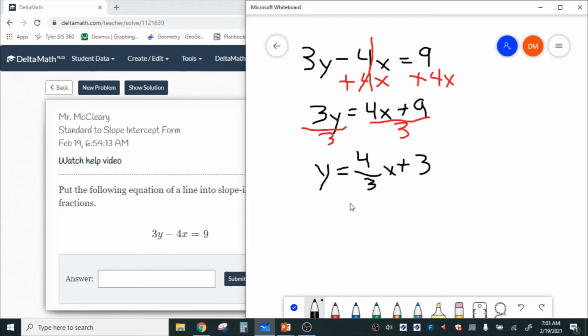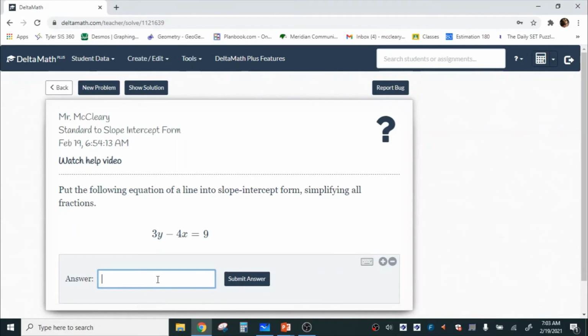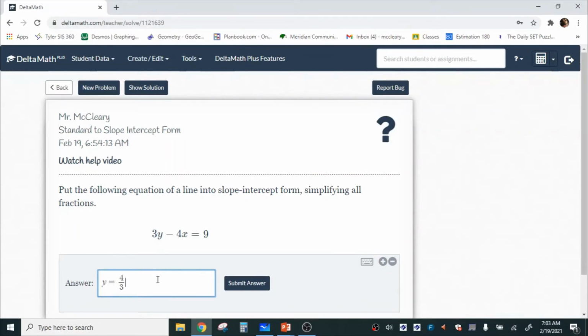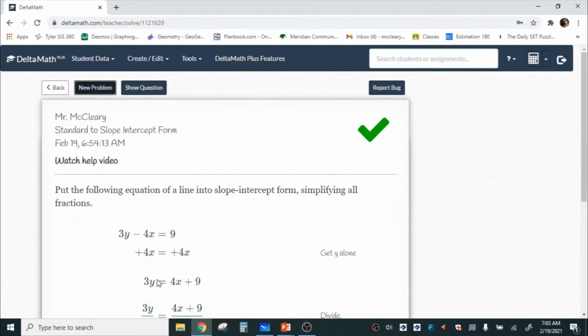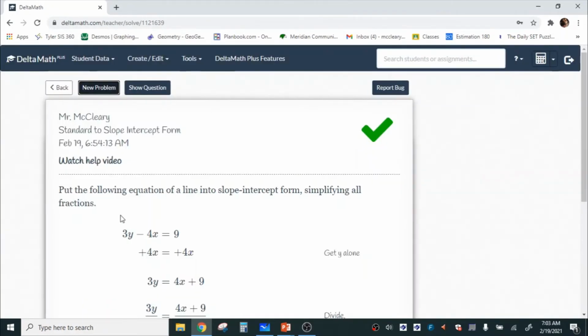We can just go ahead and put in this y equals 4/3 x plus 3 into our equation, and we should hopefully get the right answer here. So we've got y equals 4/3 x plus 3, and we'll hit enter there and submit that, and we do have the correct equation.